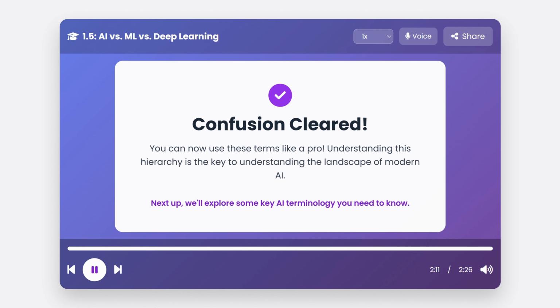The confusion is cleared. When you hear these terms, you can now confidently picture the Russian dolls and understand the exact relationship between them. This is a huge step in your learning journey.